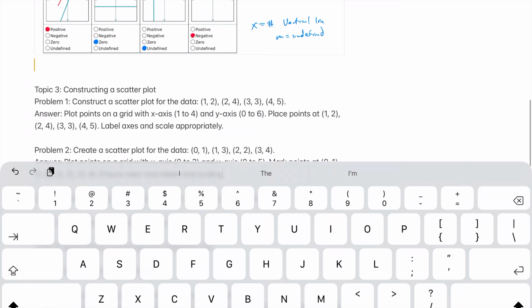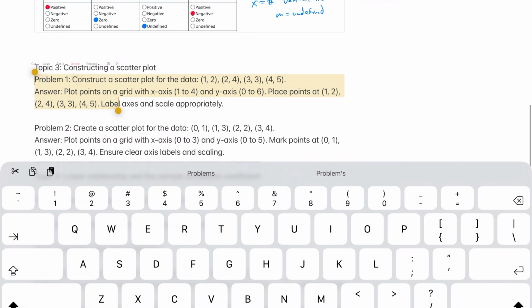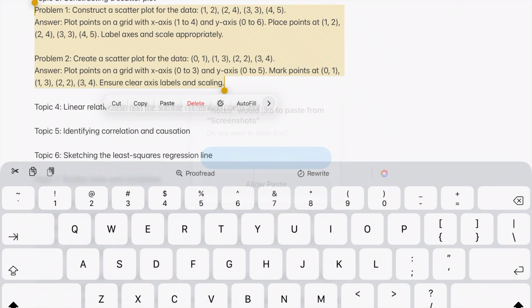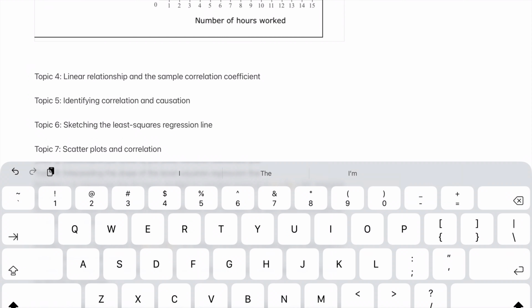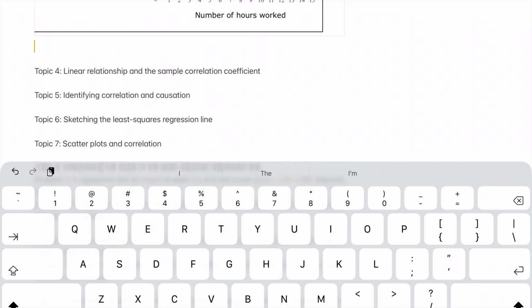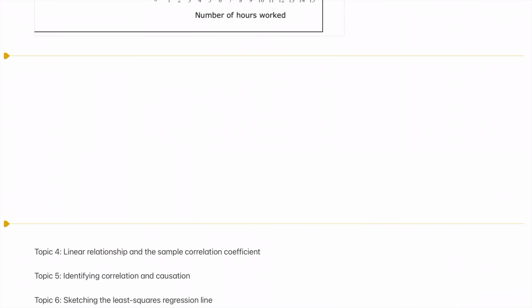All right. What's the next topic? Linear relationship and sample correlation coefficient. Let me talk about this for a second before I get into this. The sample correlation coefficient, they use the letter R.